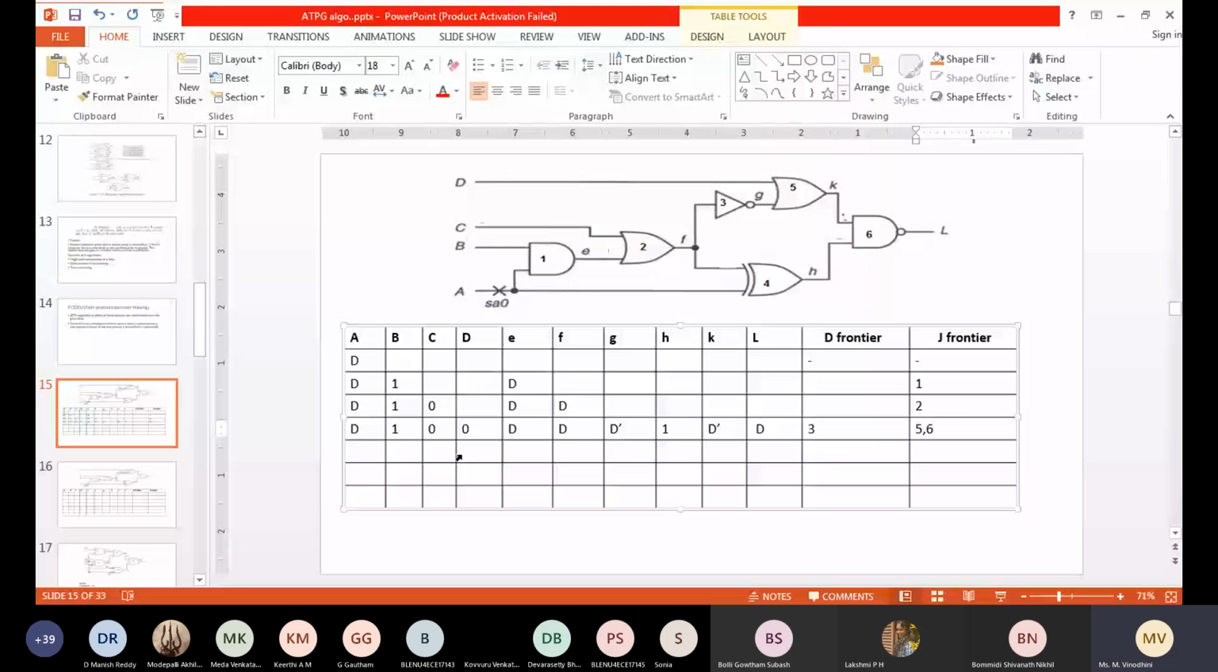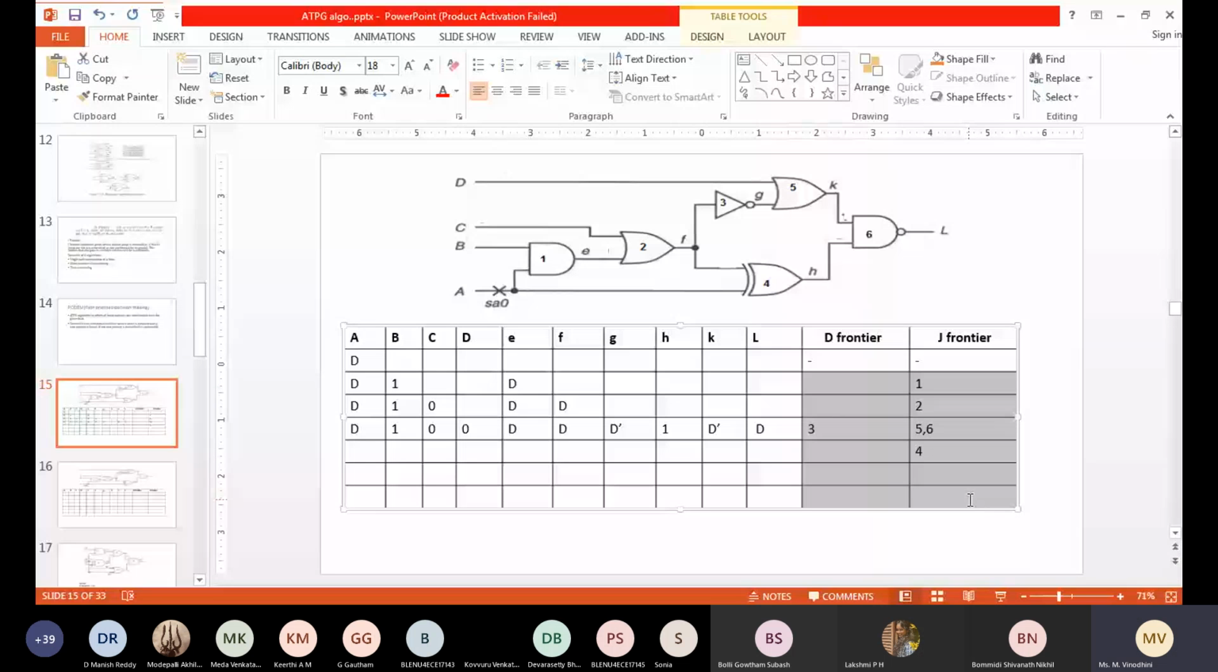Now when I did the line justification in the next step, gate 4, I know the output and I was calculating the input. So this also will come in J frontier. So based upon what step you are doing, and what you are calculating in that particular row, you need to fill the gate values here accordingly. And students, the values we write in J frontier and D frontier may deviate slightly between your answer, your friend's answer, or my answer. That is acceptable.